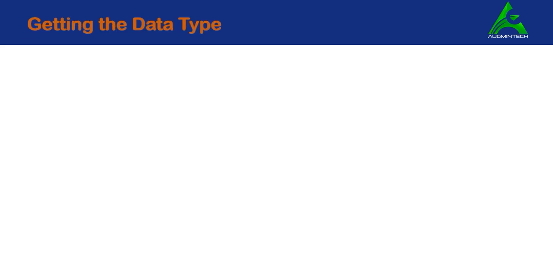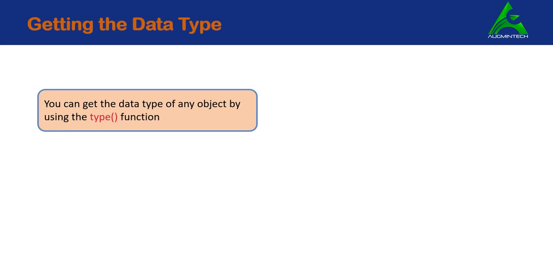Now let's see getting the data type. You can get the data type of any object by using the type function. So here the type function returns the data type of a variable. Here we say x equals 10 and print type of x would return the data type of the variable. Because 10 is an integer number here, it should return the output as class int.